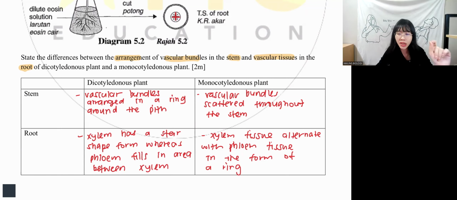What is pith for? Pith is to store food. Pith and cortex both are used to store food. It's a storage of food. It's called pith, P-I-T-H. Cortex is the same, to store food as well. It's an area where they store food. Like in ground tissue, what do we have? We have parenchyma tissue. Parenchyma tissue can store food because parenchyma tissue has large vacuole, thin cell wall.